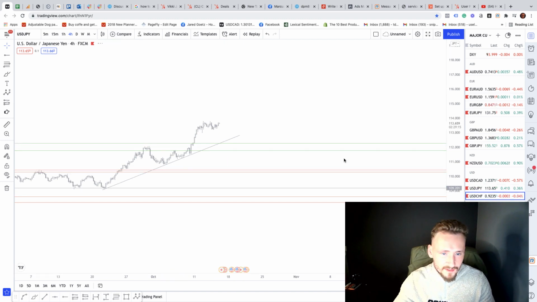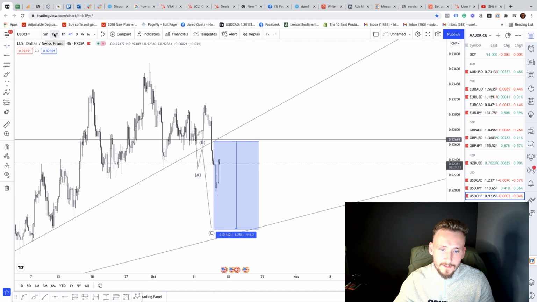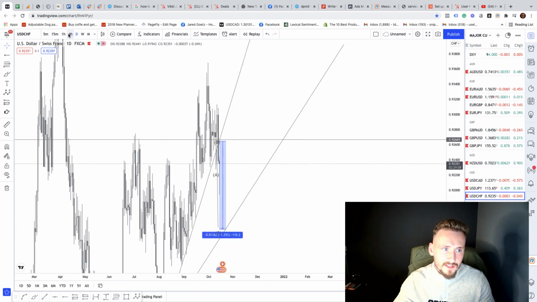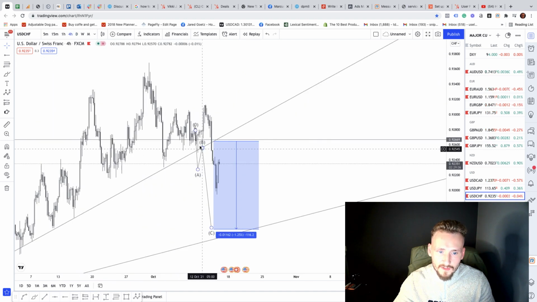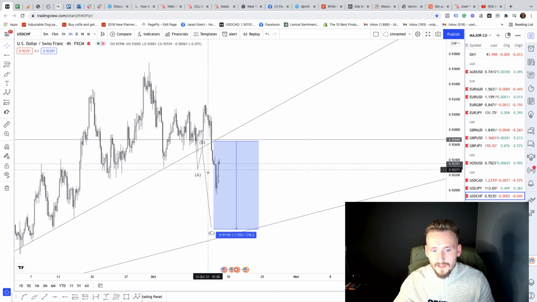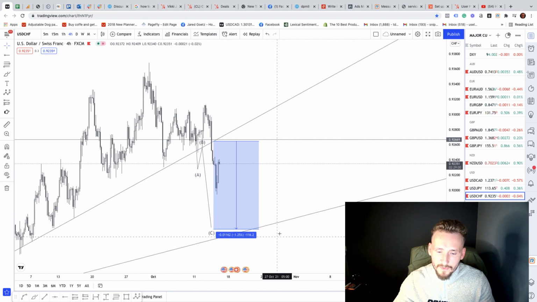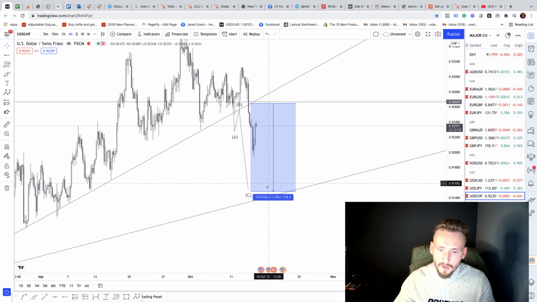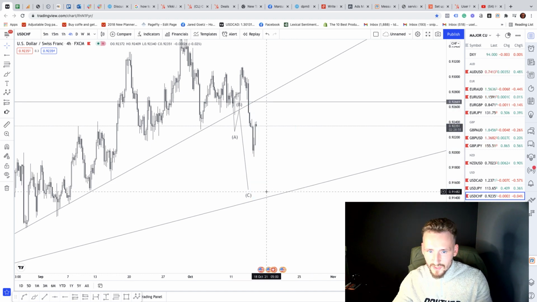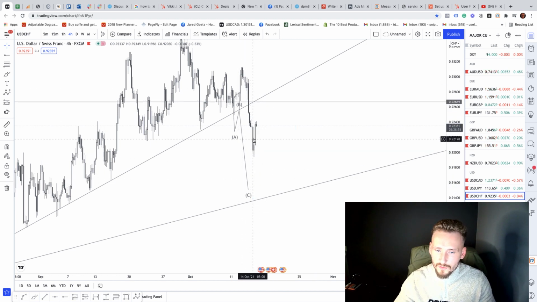Last but not least, let's go to USD Swiss. Again, this is what we had anticipated. You can see here from the weekly watch list, we had anticipated a break, a retest, and then a push back down to the bottom of this trend line basically. But we didn't actually get that retest. We just had a push, pullback.